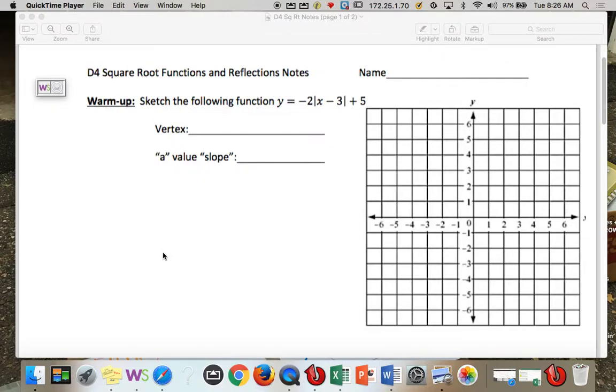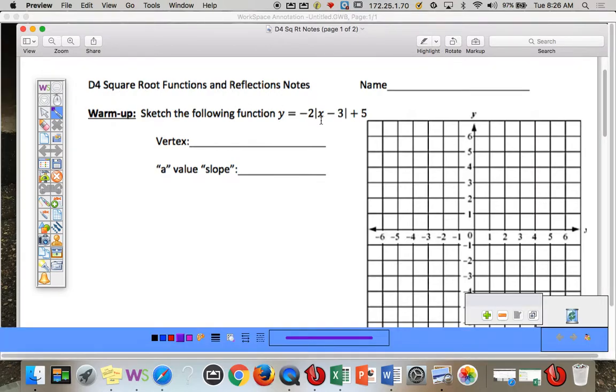We're going to look at the square root functions and talk about how it relates to the different functions we've been looking at so far. We're going to start with the warm-up. Sketch the following function, y equals -2 times the absolute value of x minus 3 plus 5.